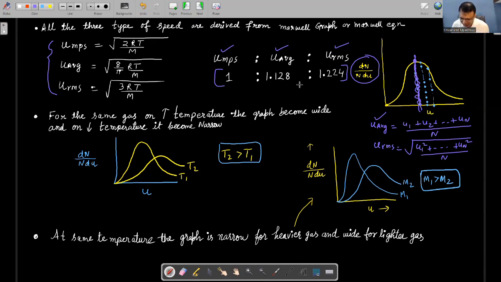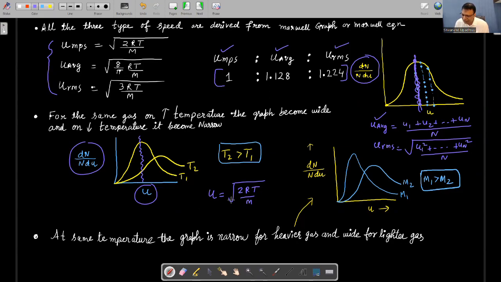Now the important point: for the same gas, on increasing temperature the graph becomes wide, and on decreasing temperature it becomes narrow. What does it mean? This graph, dn and du versus u, is there at two different temperatures, and they are asking about these two temperatures. If the temperature is low, the distribution of speed will be small. Most of the gas particles are near about UMPS only. And when we are talking about speed, most probable speed is under root RT by M, right? So speed is on the x-axis.